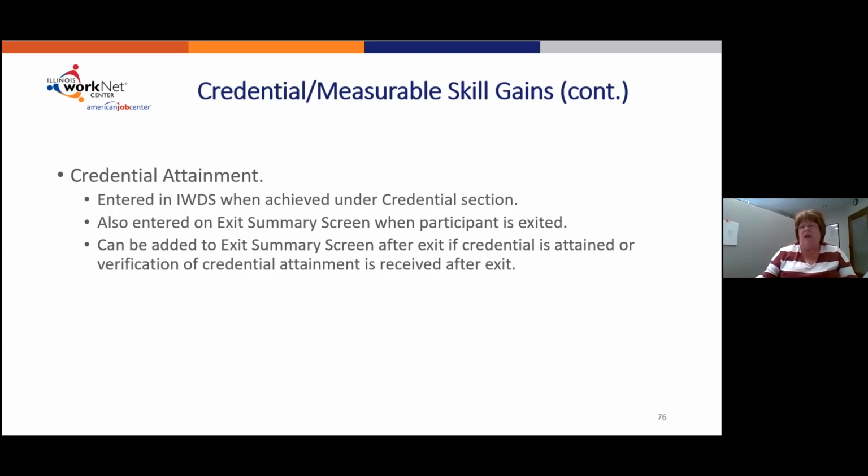If for some reason, after you exit the person, you obtain a copy of the credential later, you can update that exit summary screen after you've exited that participant if that credential is attained. They can attain it within 1 year after exit, or if your verification is received after exit, or you just forgot to enter it, you can go in and update that exit summary screen. So please be mindful of that and enter those credentials, especially on that exit summary screen, because that is what drives the report to DOL. That's where the information comes from on IWDS.